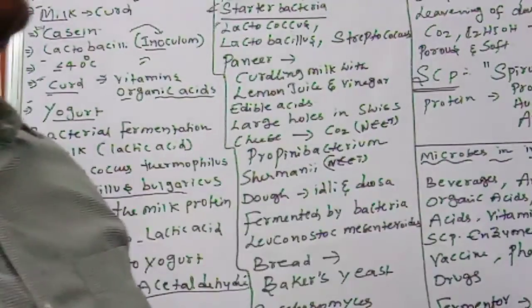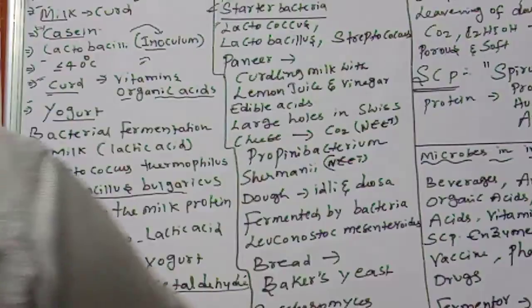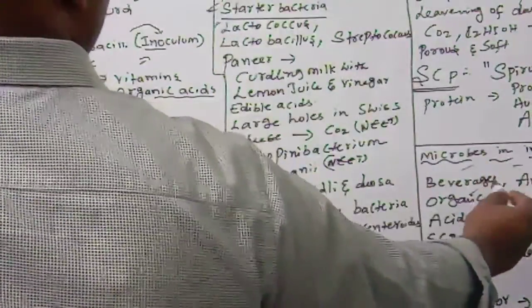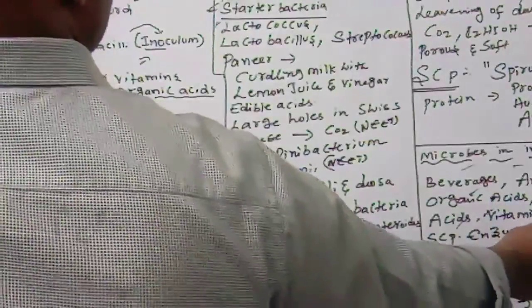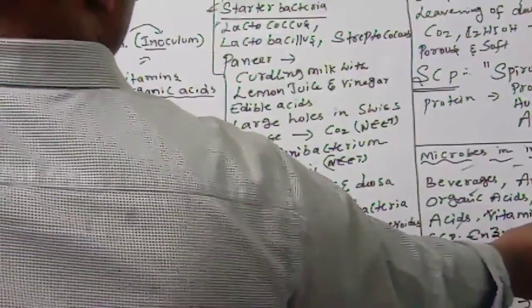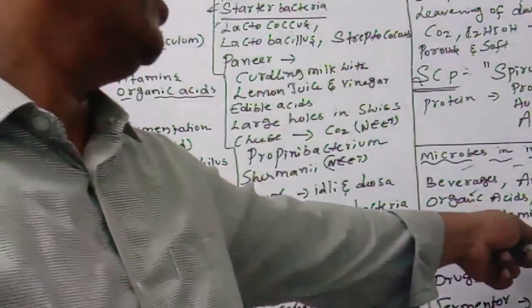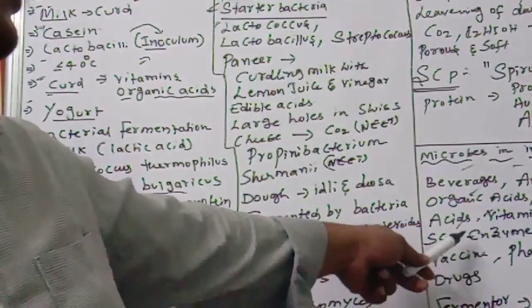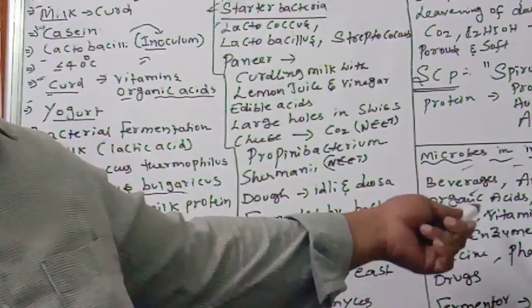So by using microbes in the industries, what kind of products will we get from the useful microorganisms? Number one, beverages. Number two, antibiotics, organic acids, amino acids, vitamins. Biofuels, very useful without causing any pollution, like methane and biogas. Then SCP, enzymes, steroids, vaccines, rDNA technology.